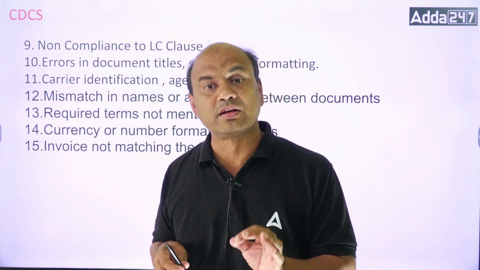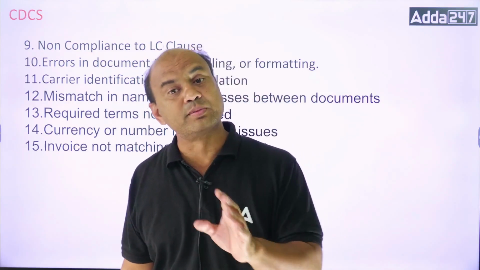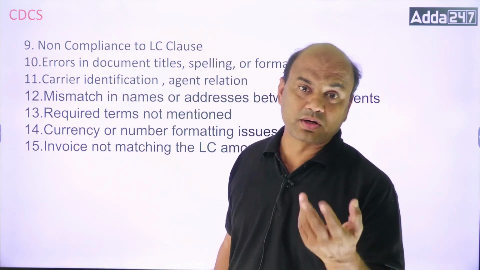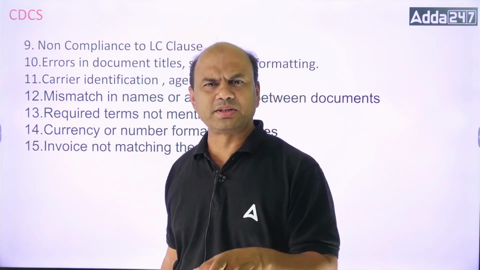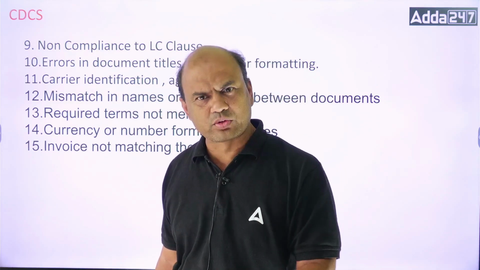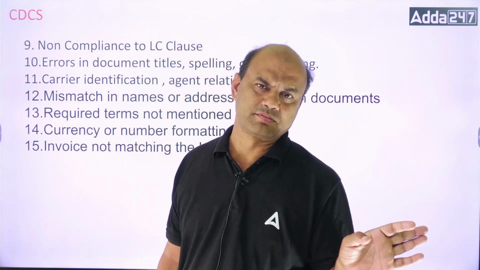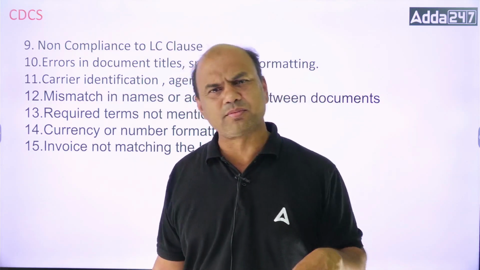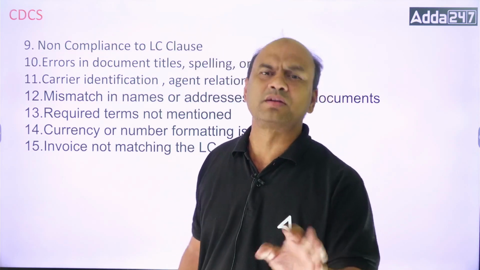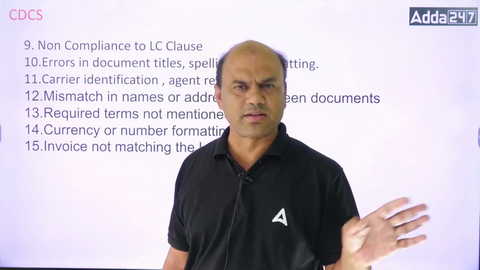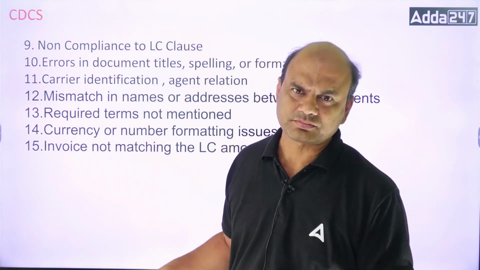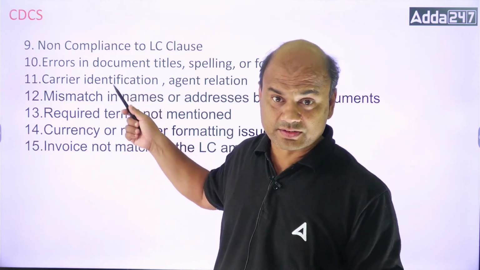Whatever is mentioned, all the conditions should be satisfied. Only then the payment is there. Otherwise, I have told you earlier, even a single discrepancy and the issuing bank has a right to stop the payment. You can't say, sir, all of them have been done, only one minor was there. Minor, major, there is nothing. Discrepancy means discrepancy. Clear? So this is one reason.